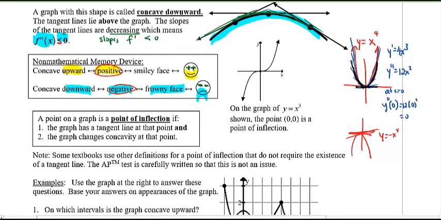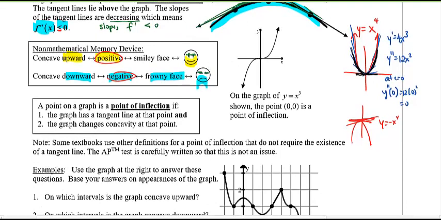Now, one last terminology before we begin. There is something called a point of inflection, and that is true if the graph, first of all, has a tangent line at that point, and the key thing is the graph changes concavity at that point. So notice here to the right we have a graph of y equals x cubed. And notice we have here sad face concaving down, and then happy face concaving up. So at 0 here, yes, we do have a tangent line, it's flat, and we do have a point of inflection because the concavity does change.